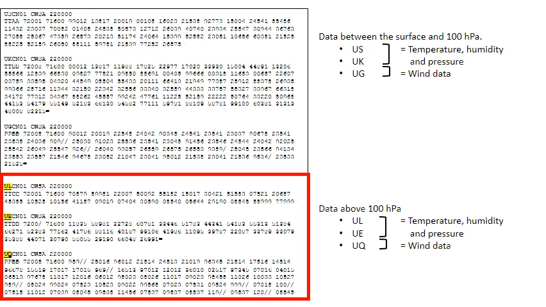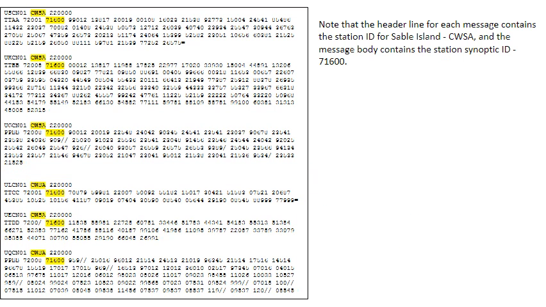Similarly, data above 100 hectopascals is contained in the UL, the UE, and the UQ messages. Again, the UL and UE contain temperature, humidity, and pressure data, and the UQ is just the wind data message. Note that the header line for each message contains the station ID for Sable Island, CWSA, and the message body contains the station synoptic ID, 71600.